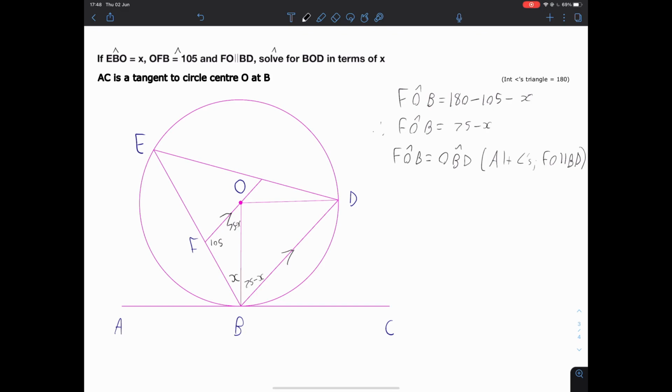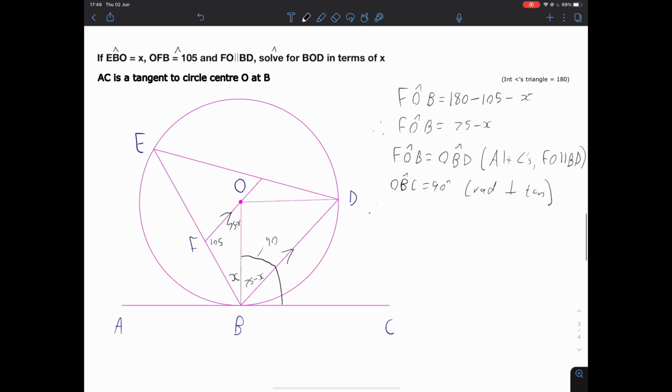Our next conclusion comes directly from our question again. The question states that AC is a tangent to circle center O at B. Therefore, OBC is equal to 90 degrees due to the fact that the radius is perpendicular to the tangent. Let's now label this entire angle as 90. Therefore, DBC is equal to 90 minus 75 minus x. So DBC is going to equal 15 minus x. Let's label that on our diagram too.